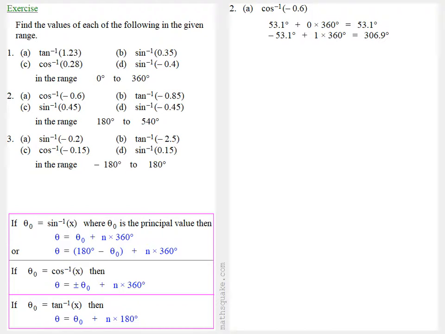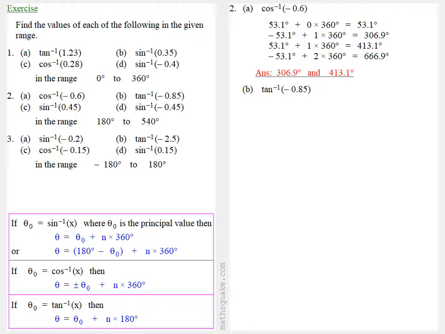So if we add on 360 degrees, we get 306.9 degrees and 413.1 degrees. And if we add on 2 times 360, we get 666.9 degrees, which is already too large. So the only two values that are in the range 180 to 540 are 306.9 degrees and 413.1 degrees.